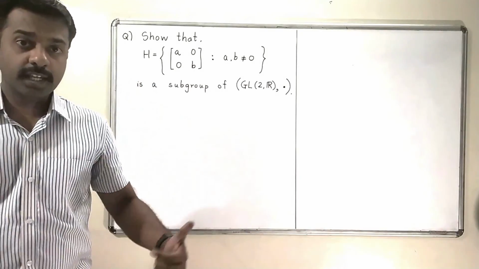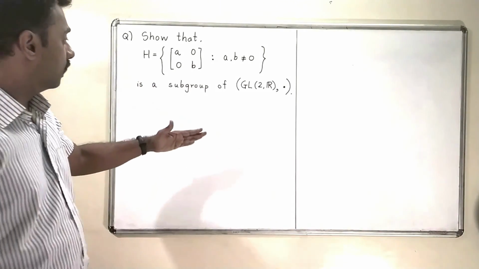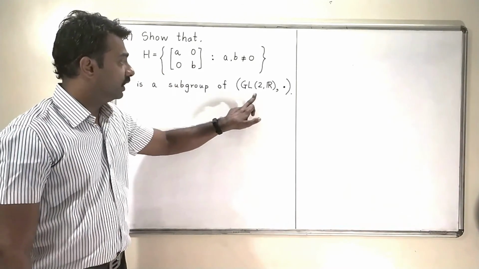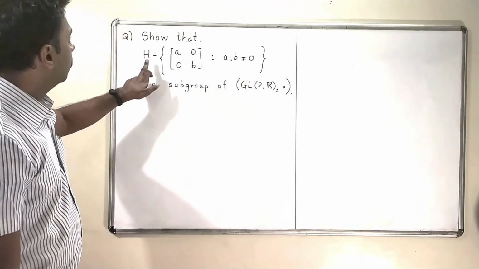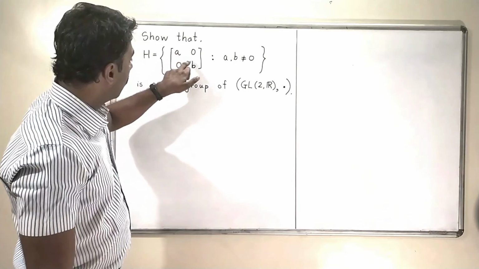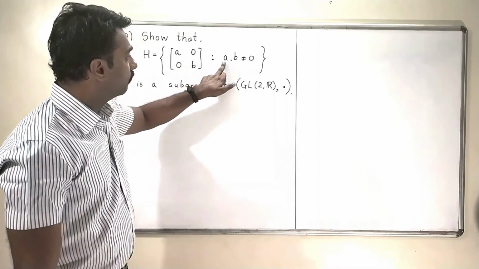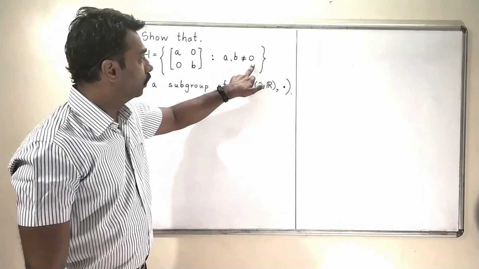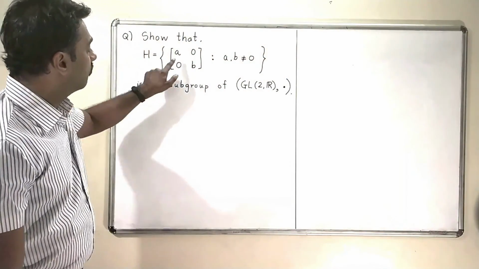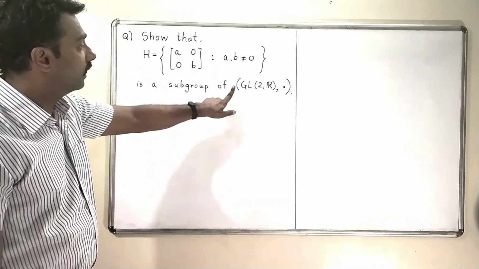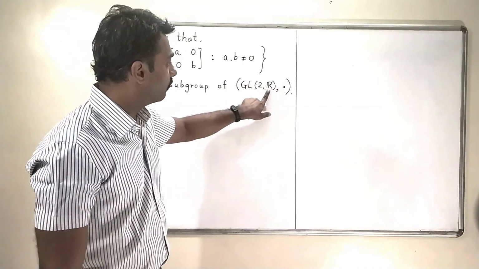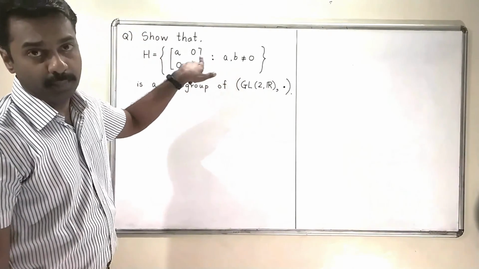Now we will go to the next problem. This is the problem of showing a set is a subgroup of GL2R. Now what is that set? That set H is the collection of all matrices having diagonal entries A and B, and both those entries are not equal to 0. So we will collect the set of all diagonal matrices where the diagonal entries are not 0 in the set GL2R with respect to the operation multiplication. Now this R means A and B are real numbers.